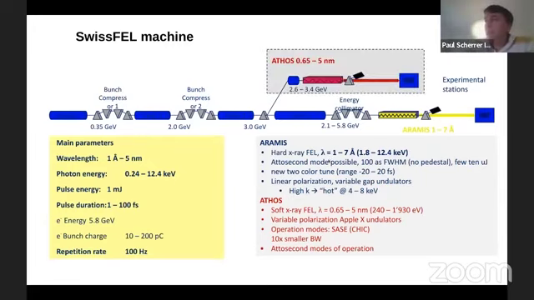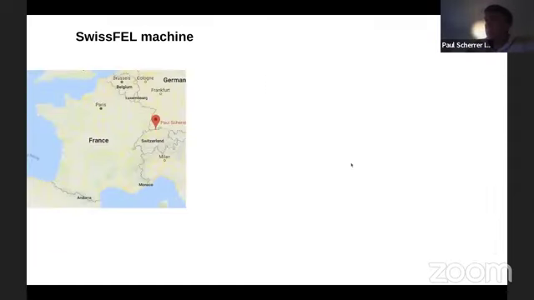So at SwissFEL, there are two operational machines where we have two electron bunches that go down the accelerator at 100 hertz with a slight delay between them. So we have two parallel operations, one in a soft X-ray called Athos, and one in the hard X-ray called Aramis.